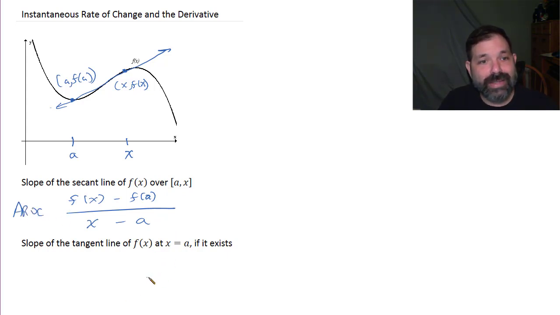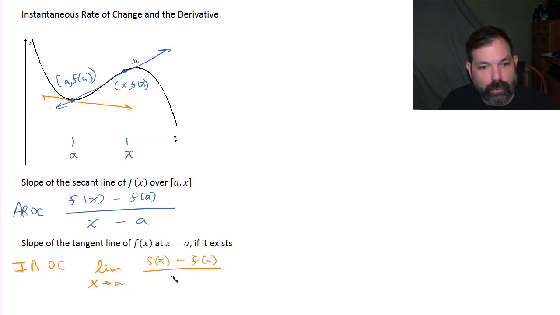Now, if we wanted the slope of the tangent line at a, then remember the tangent line just hits the curve at that point. It just sort of glances off at that point. And what we've seen is that the slope of this tangent line is an instantaneous rate of change. One way we can express it is as the limit as x approaches a of that average rate of change, f of x minus f of a over x minus a.